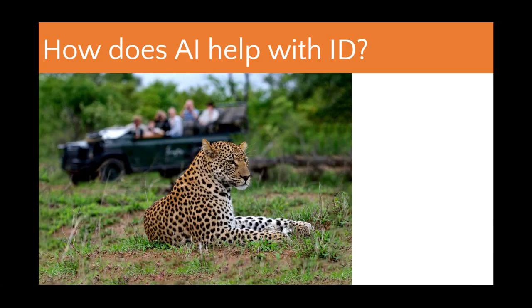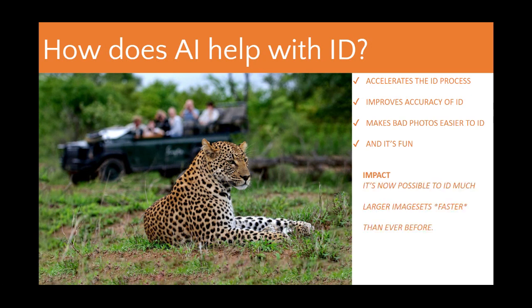So how does AI help with individual ID? Well, it helps accelerate the process. It can improve the accuracy of your IDs. It can make bad photos like mine easier to identify, and it's actually pretty fun. But what's the impact of that? It means that you can process much larger data sets faster than ever before. And larger data sets can now include citizen science data.